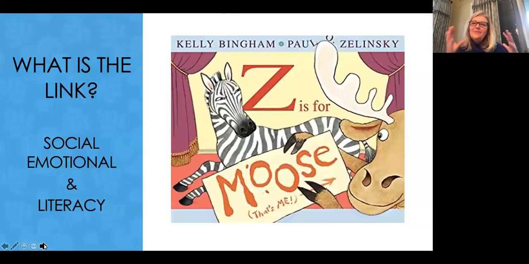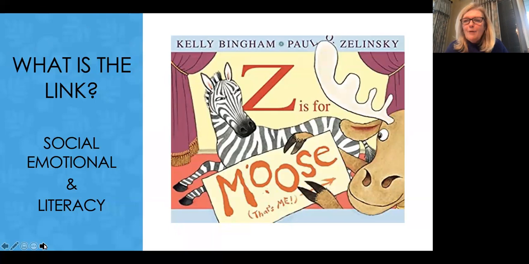So, think about the ways that you engage and encourage children so that they develop that love of reading. And when they see books, they get really excited. So some of you are probably familiar with this book, Z is for Moose, and have probably used it in your classrooms.